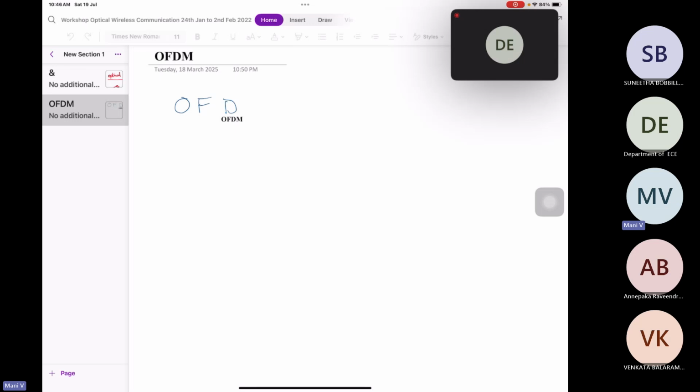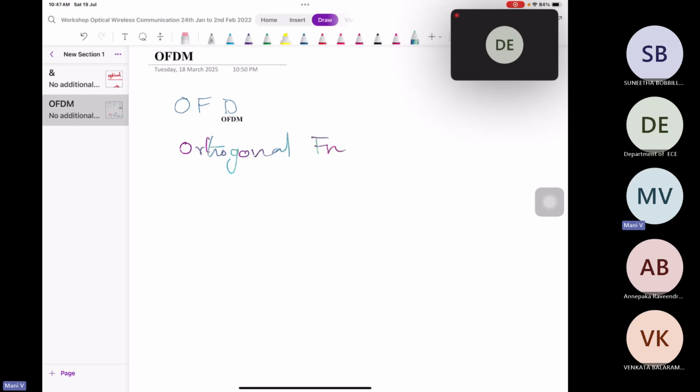Okay, so I'll talk about some OFDM technique. So what is this OFDM? Why do we use OFDM in 5G and beyond 5G communication systems? So this OFDM is orthogonal frequency division multiplexing. Okay, so orthogonal frequency division multiplexing.